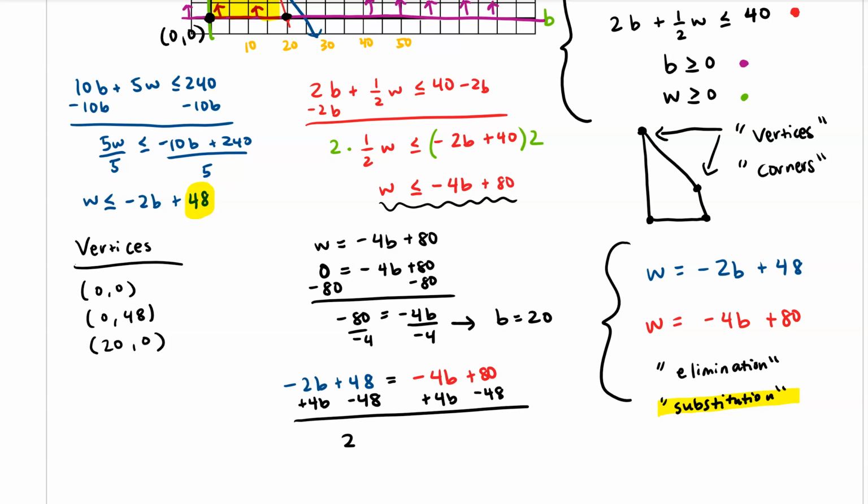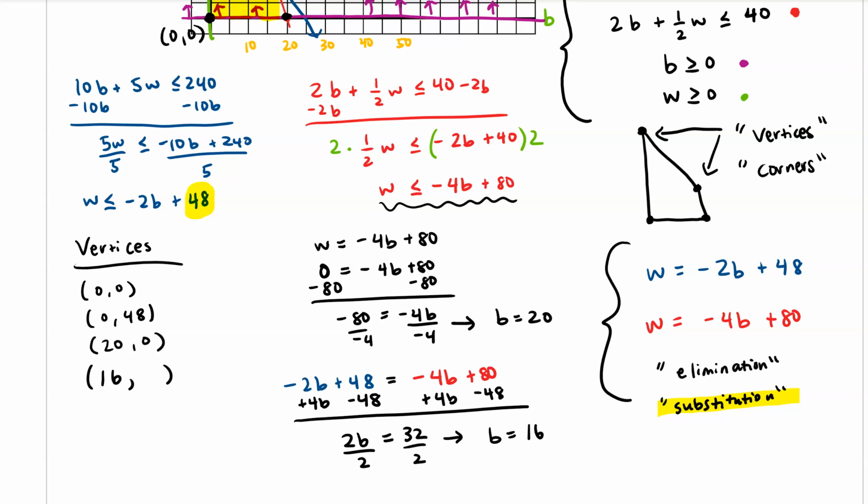And on the left-hand side, I will be left with 2B. And on the right-hand side, I will be left with 32. And then if I divide both sides by 2, I will get that B is equal to 16. So we know that the B coordinate of our fourth vertex is 16.